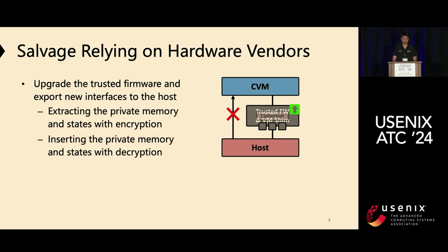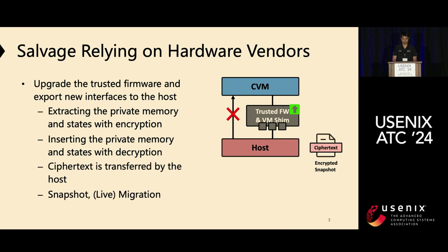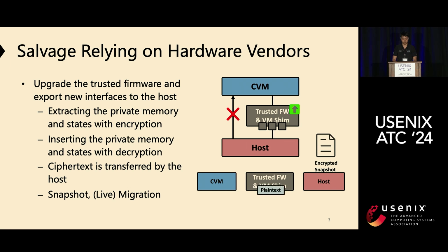Take the snapshot of AMD SEV-SNP as the example. These interfaces enable the host OS to extract CVM memory and states with encryption via the trusted firmware. Since the data is encrypted by the firmware, the host cannot compromise guest privacy. The host OS then uses the ciphertext to create an encrypted snapshot, or sends the ciphertext to another host. The trusted firmware on that host decrypts and inserts the plaintext into a new CVM instance so that CVMs can be migrated.